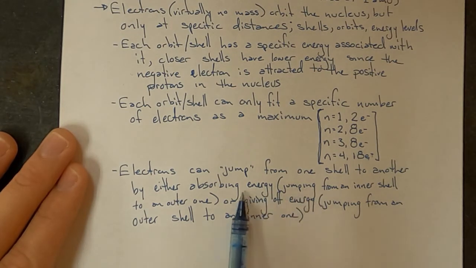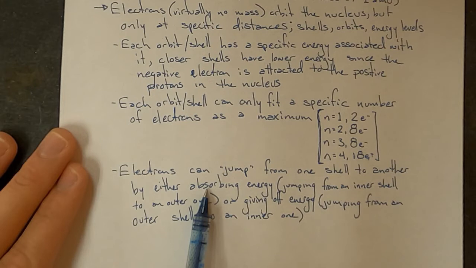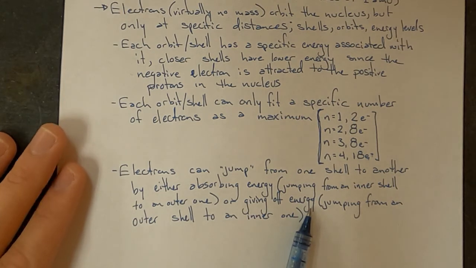The energy that is given off, though the absorbed energy could be in terms of electricity, heat, or light, the given off energy is always going to be light of a certain color.